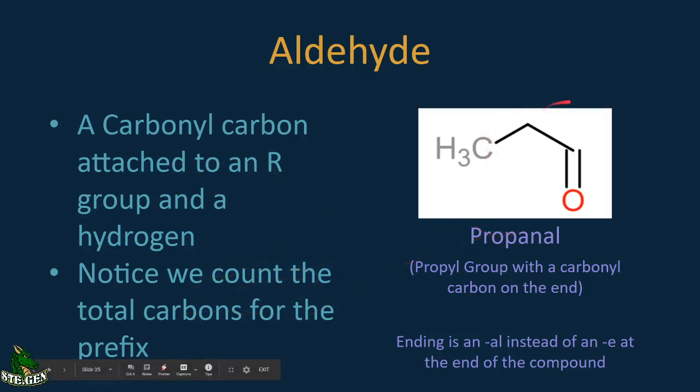So it's 1, 2, 3: methyl, ethyl, and then propyl would be 3. But we change the ending, instead of propane, this is propanal. The propyl group with a carbonyl carbon on the end. The ending is an "al" instead of an "e" at the end of the compound.